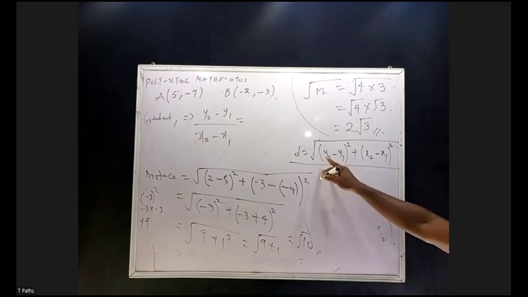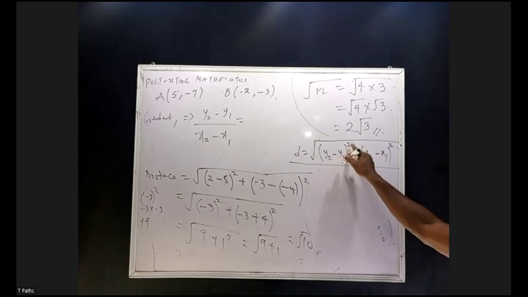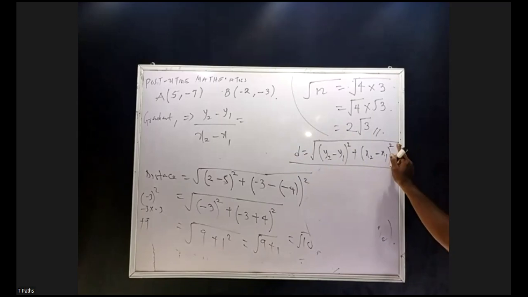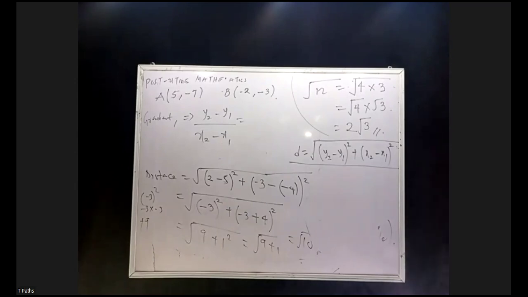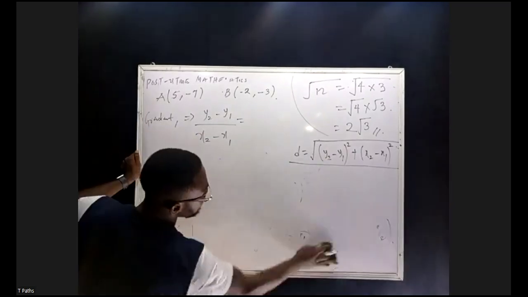This is the formula. Can you see the formula here? Square root of Y2 minus Y1 all square plus X2 minus X1 bracket all square. Is that clear now? Yes, sir. Okay. So now for this question that I'm coming back to, we are told to get gradient.